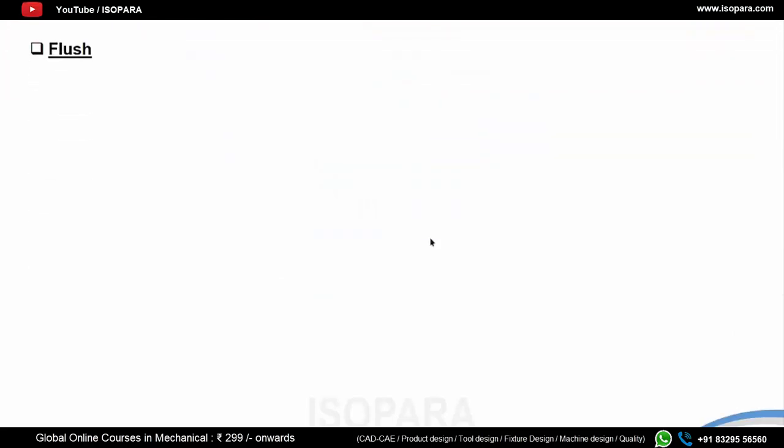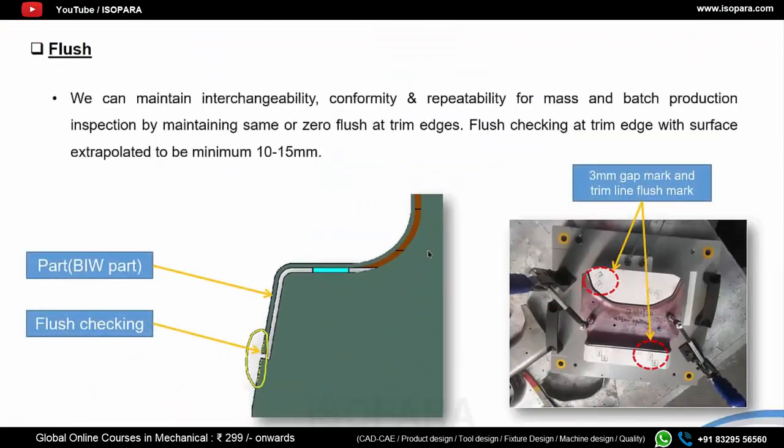Then we have flush. We can maintain interchangeability, conformity and repeatability, which is of major importance in mass or batch production, when you are running the inspection of the parts that are mass produced, by maintaining the same or zero flush at trim edges. Flush checking at the trim edge is done with the surface extrapolated to a minimum of 10 to 15 mm.